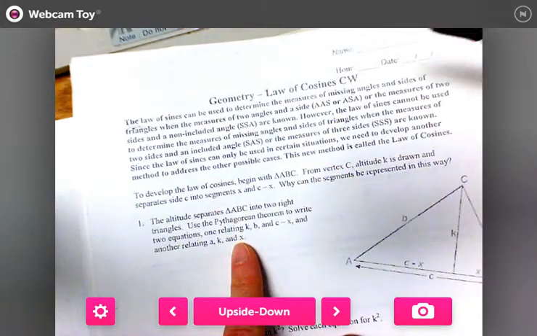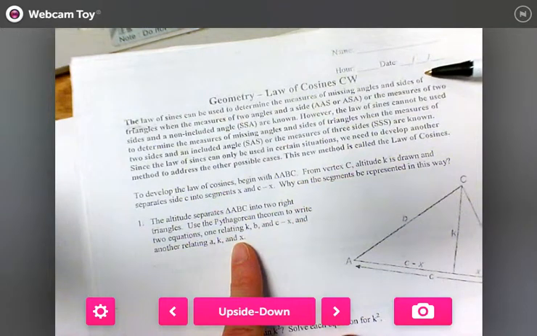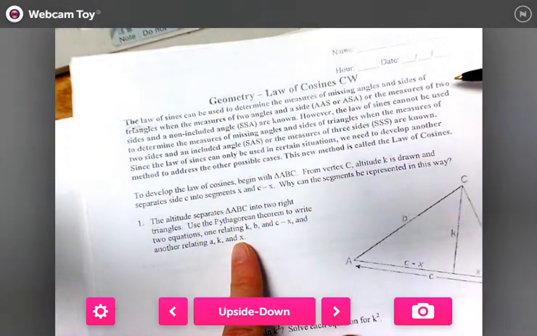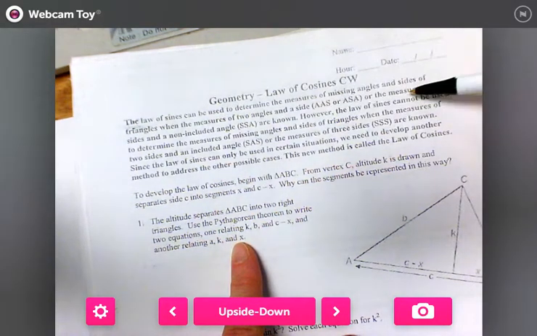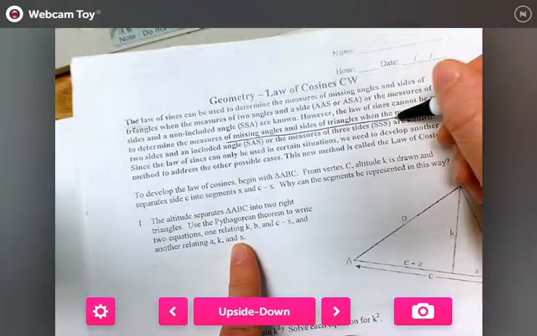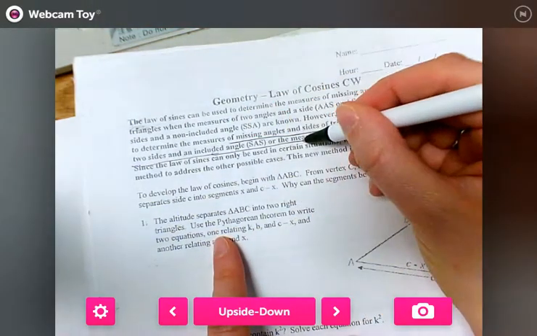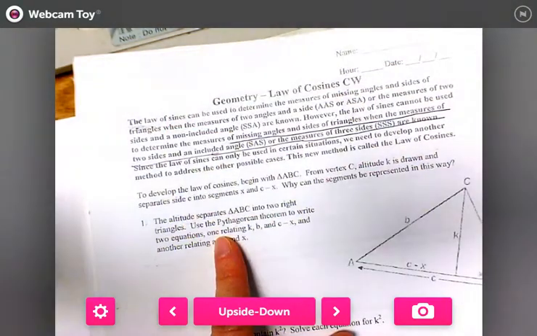Okay, the law of sines can be used to determine the measure of missing angles and sides of triangles when the measure of two angles and a side, angle, angle, side, or angle, side, angle, or the measure of two sides and a non-included angle, side, side, angle, are known. However, the law of sines cannot be used to determine the measure of a missing angle and side of a triangle when the measures of two sides and the included angle, or side, angle, side, or the measures of three sides are known. Since the law of sines can only be used in certain situations, we need to develop another method to address the possible case.